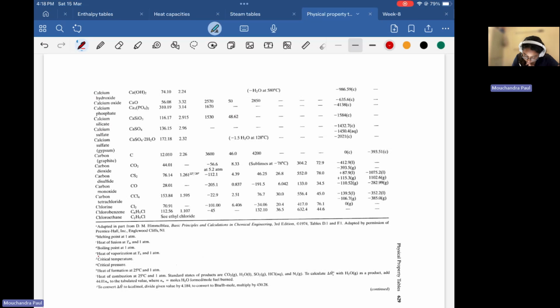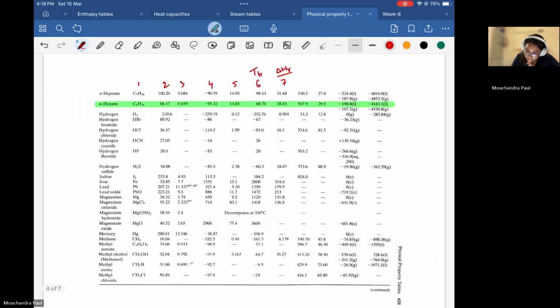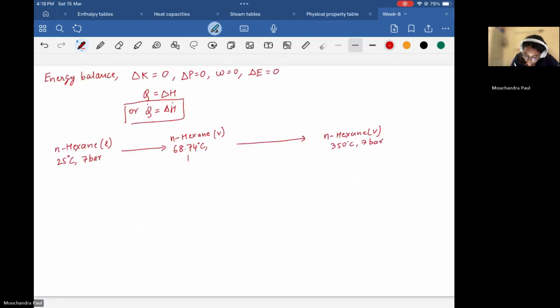The heat of vaporization is given at QV and pressure 1 atm. So pressure is 1 atm. And at this particular state where it is vaporizing, it will transit to a higher temperature of 3050 degrees Celsius and a higher pressure of 7 bar. So we can follow this particular path in order to get the net change in enthalpy.